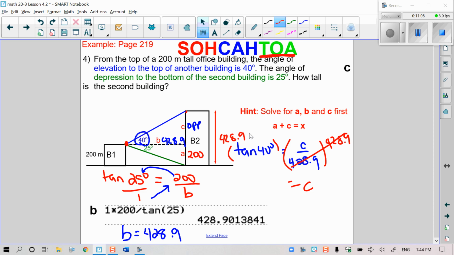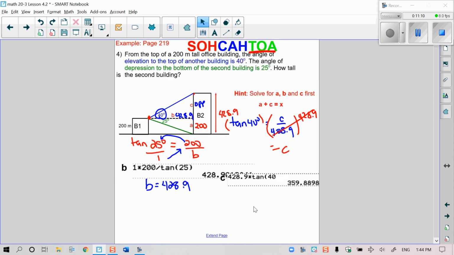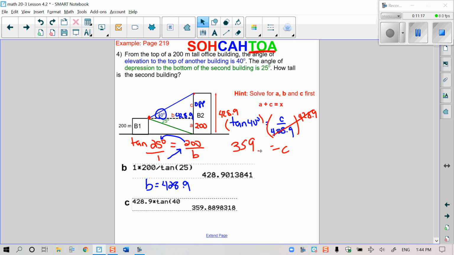Multiplying 428.9 by the tan of 40, I get a C value of 359.889. So I'm going to call this 360, just rounding it. So this is 360, and that is meters. Now that I know side length C, and I know side length A, I can add those two to get the height.